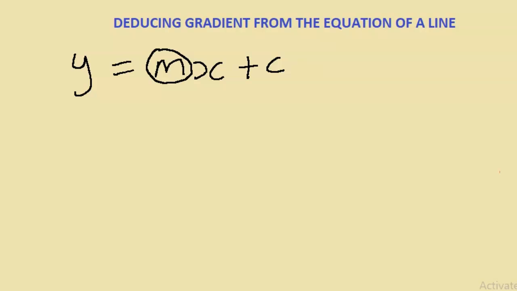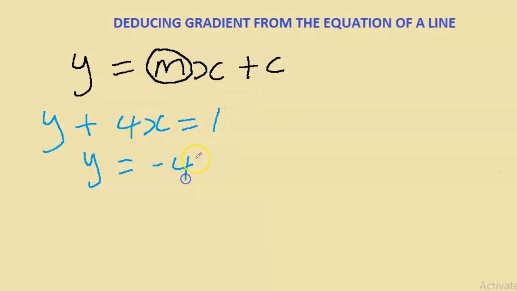So what if you had something like y plus 4x equal to 1? And again, before you can tell the gradient, you have to transpose for y. So bring it in this form, y equal mx plus c. Alright, so you can take 4x from both sides, or group the 4x over here. So it becomes negative 4x, and you still have a positive 1. So for this equation, the gradient is minus 4.